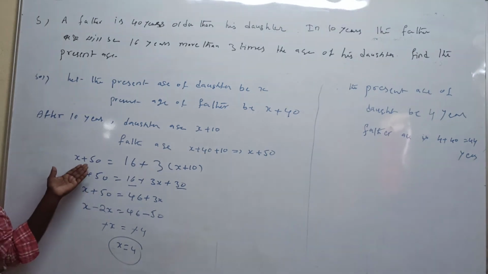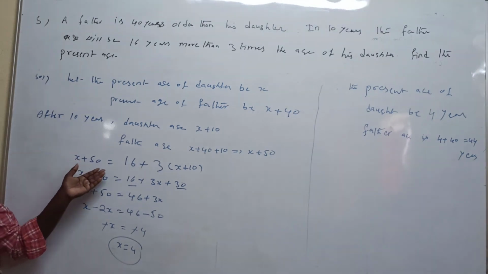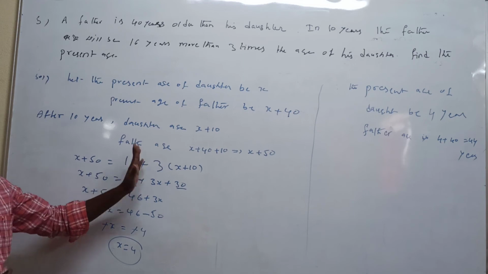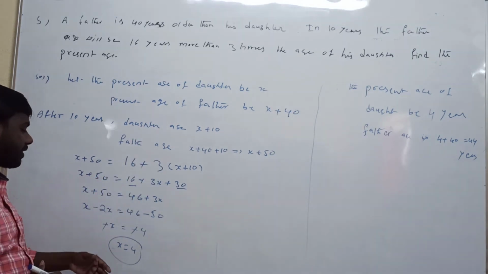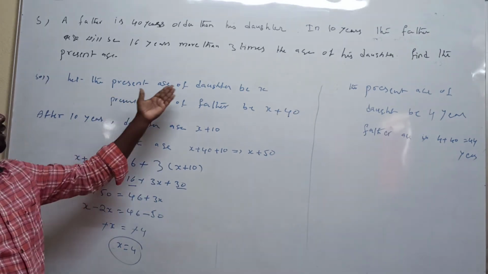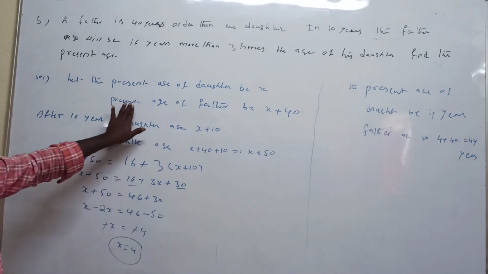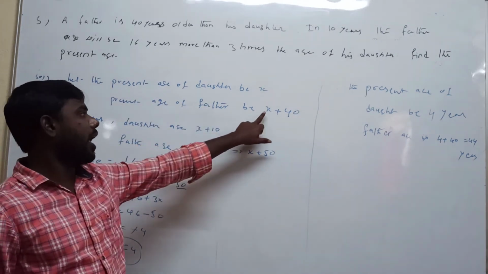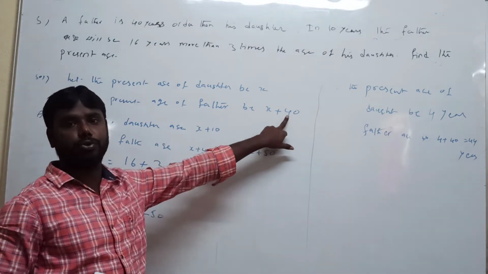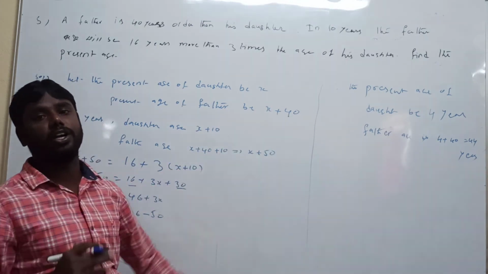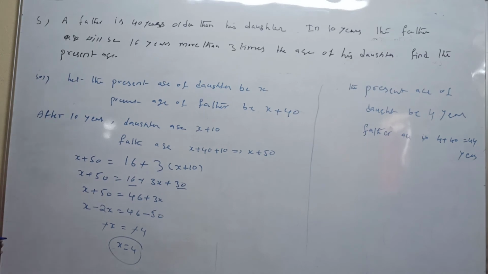Thus we are taking after 10 years, X plus 50, father's age is equal to 6 more than 16 for 3 times of the daughter's age, we get X. X is nothing but 4. X also means the daughter's age. So the present age of the daughter is 4 years. The present age of the father is X plus 40, that is 4 plus 40, 44. The present age of the father is 44 years. Everyone understood? Is it clear?